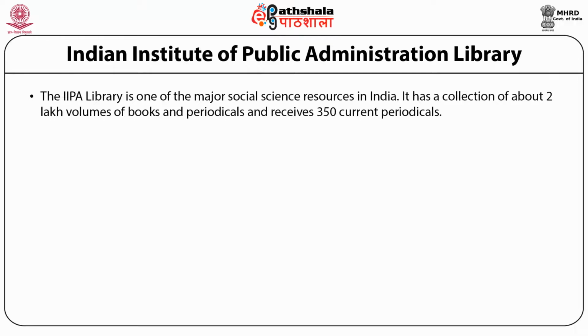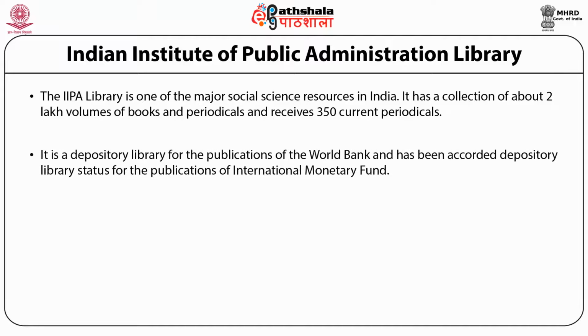Indian Institute of Public Administration Library. The IIPA Library is one of the major social science resources in India. It has a collection of about 2 lakh volumes of books and periodicals and receives 350 current journals. It is a depository library for the publications of the World Bank and has been accorded depository library status for the publications of International Monetary Fund also.